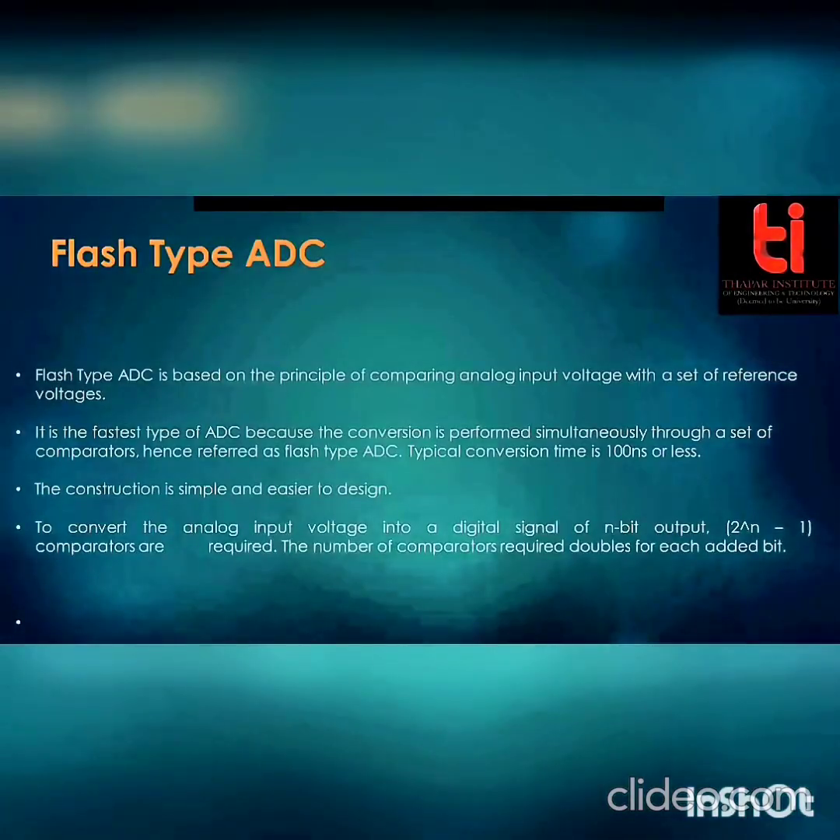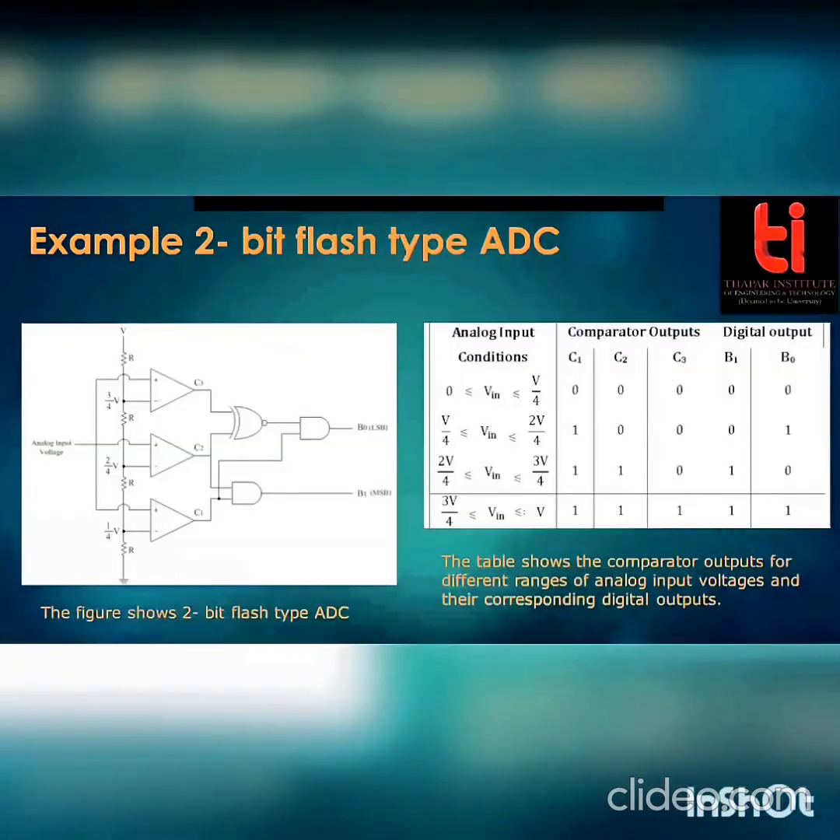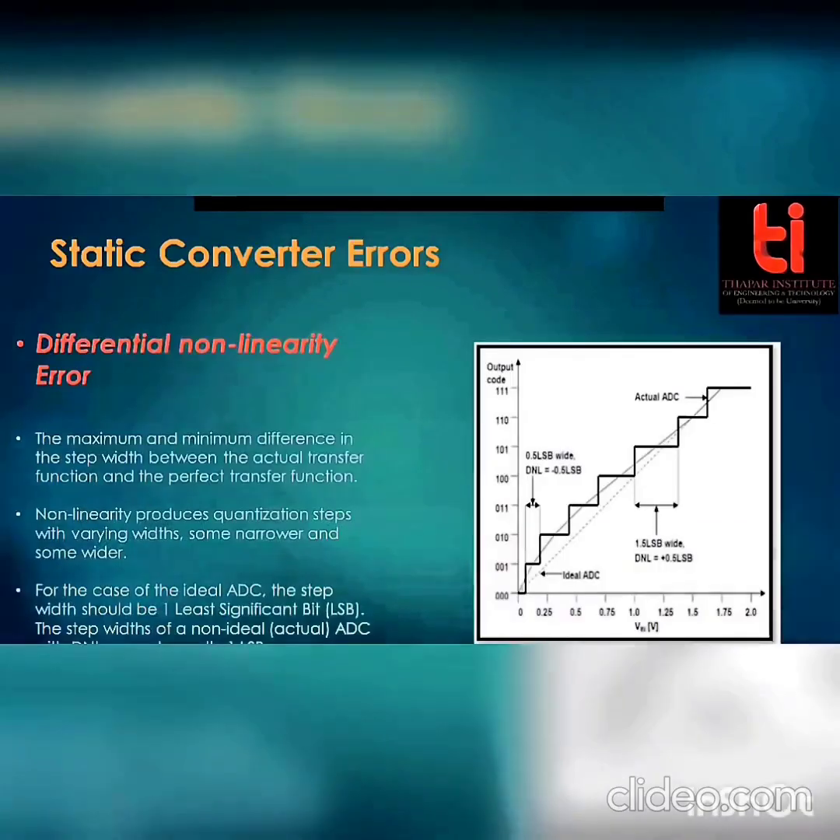And we have used flash type ADCs. Flash type ADC is based on the principle of comparing the analog input voltage with a set of reference voltages. It is the fastest type of ADC because the conversion is performed simultaneously through a set of comparators. The construction is simple and easy to design. So this is an example of a 2-bit flash type ADC.